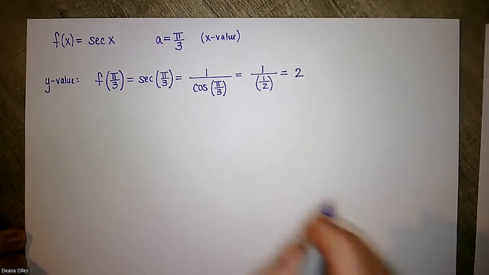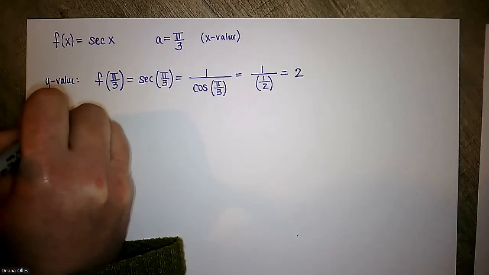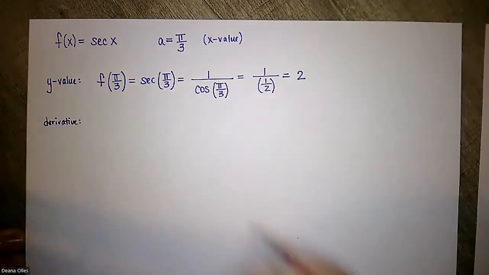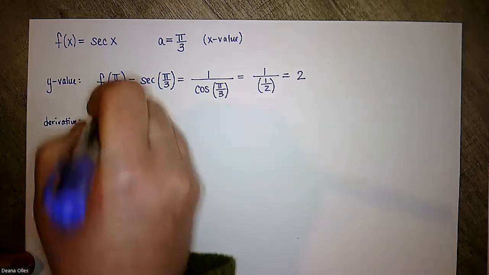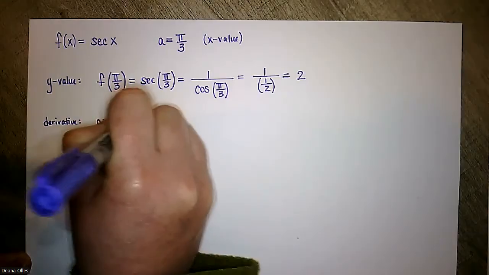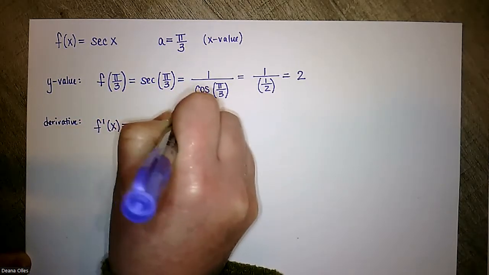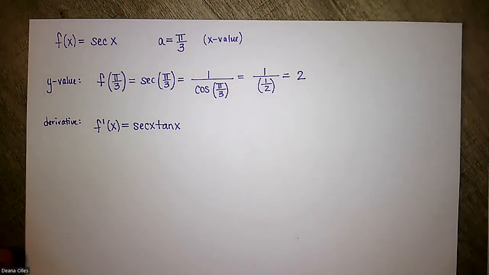Now we need to find the slope, but before I can find the slope, I want to find the derivative. And I want to remind myself that derivative is not slope as a numerical value. Derivative is the formula for finding slope. So I need to find the derivative of my function. And I remember that the derivative of secant is the secant of x times the tangent of x. That's one of the derivative formulas I am responsible for knowing.